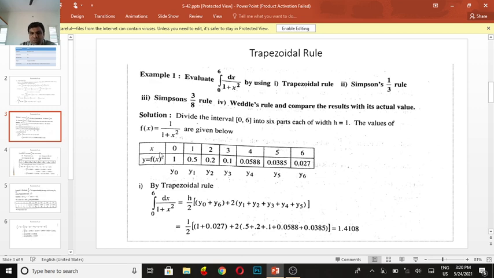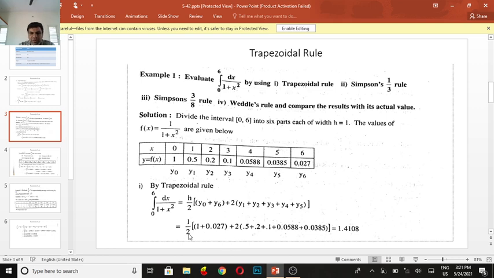This is the first interval, these are the x ranges. The corresponding ranges we call y0, y1, y2, y3, y4, y5, y6. Now you take the trapezoidal rule. What does the formula say? Integral from 0 to 6 dx divided by 1 plus x square is equal to h by 2 of y0 plus y6, because the last point is 6, plus 2 times of y1 plus y2 plus y3 plus y4 plus y5.